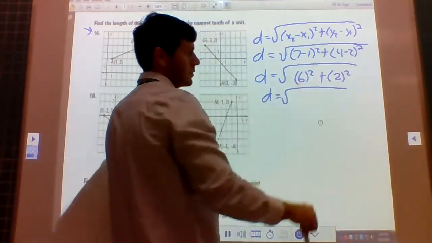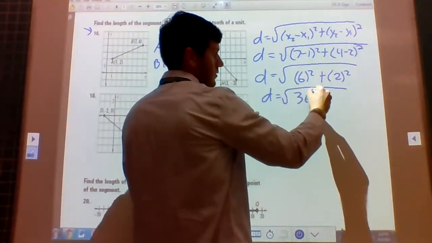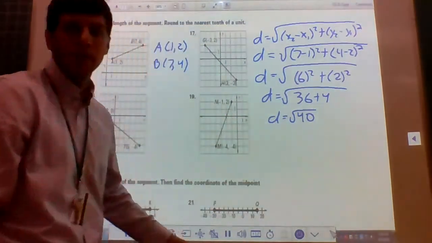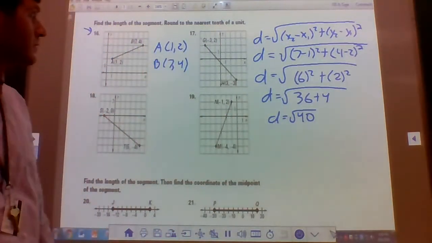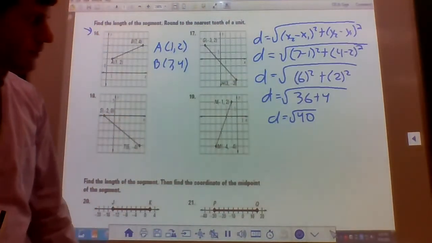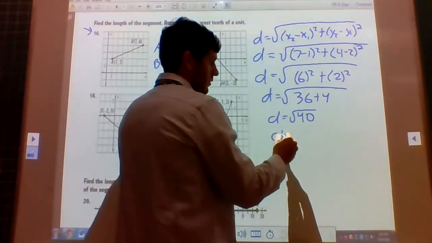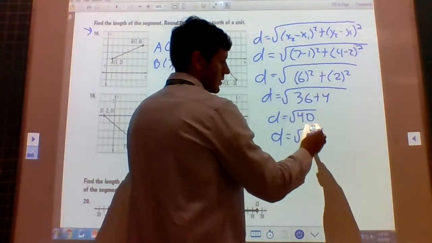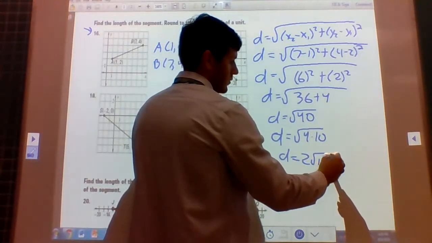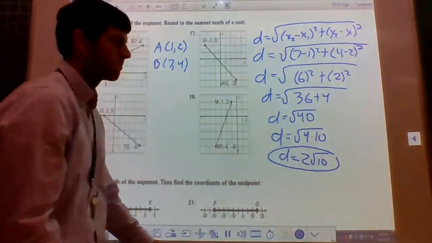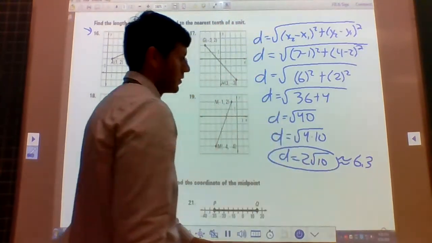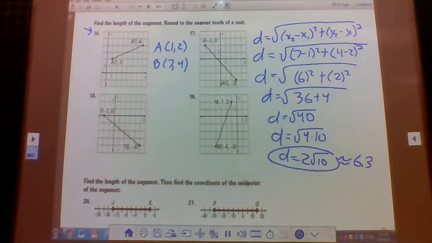Okay, 6 times 6 is 36, plus 4. Okay, square root of 40. We can leave it there. We can put it as a decimal. Either one's fine. This is saying round to the nearest tenth, but that's okay. We can also reduce our radical, simplest radical form. That's 4 times 10, which is going to be square root of 4 is 2, and then you have square root of 10 left, 2 root 10. Okay, or approximately 6.3.